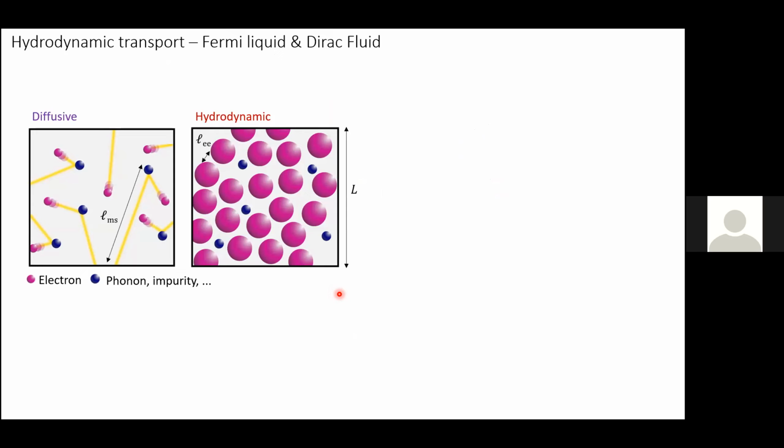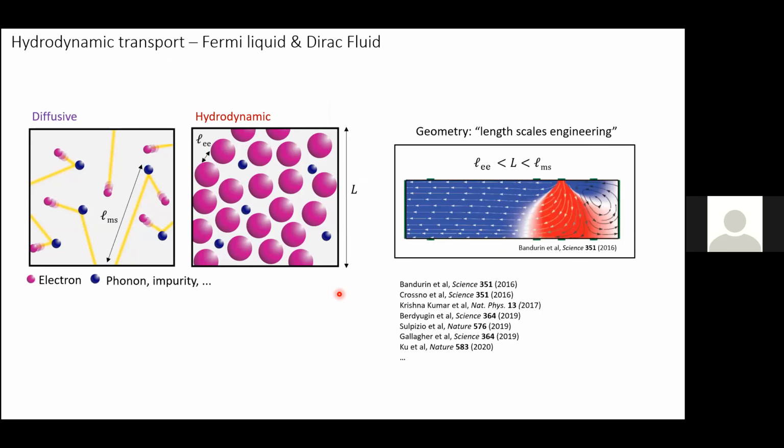So very quickly, diffusive regime just means electrons are bouncing off phonons, impurities and whatnot, but not feeling each other much. There's no strong electron-electron interaction. But when you reach the hydrodynamic regime, in fact, the electrons feel each other more than the defects, and you get viscous flow. So this was shown mainly in terms of geometry scales engineering in the last couple of years, where you try to get your electron-electron interaction length the smallest scale of the system, and also your sample shorter than the momentum scattering time. So this I call length scale engineering.